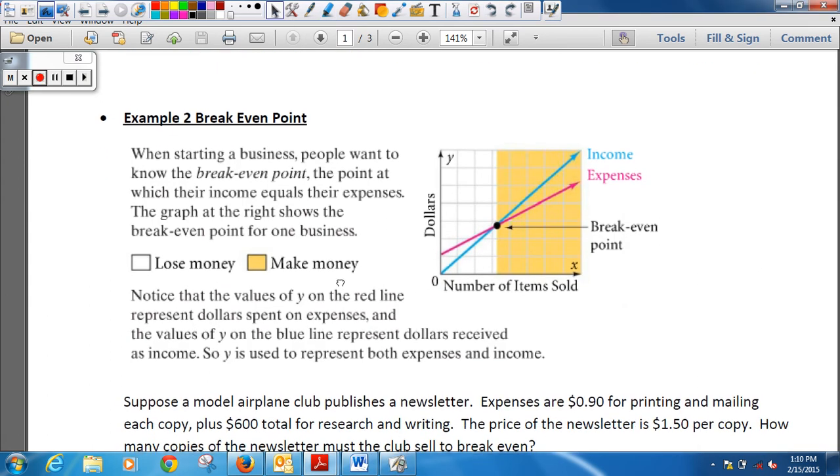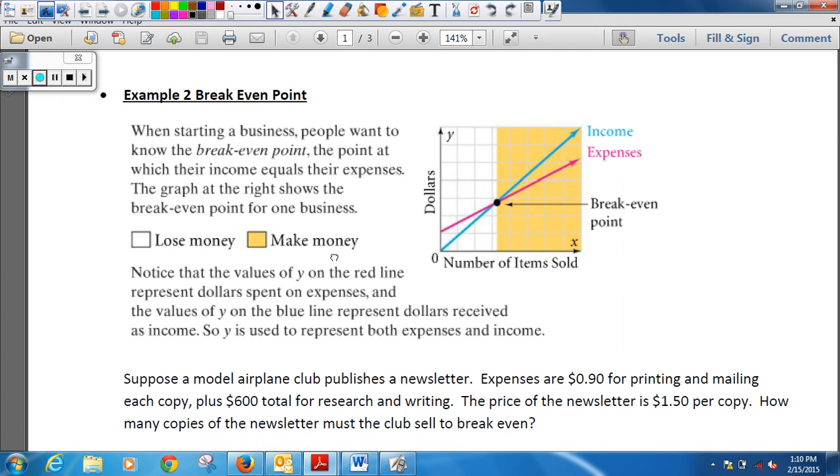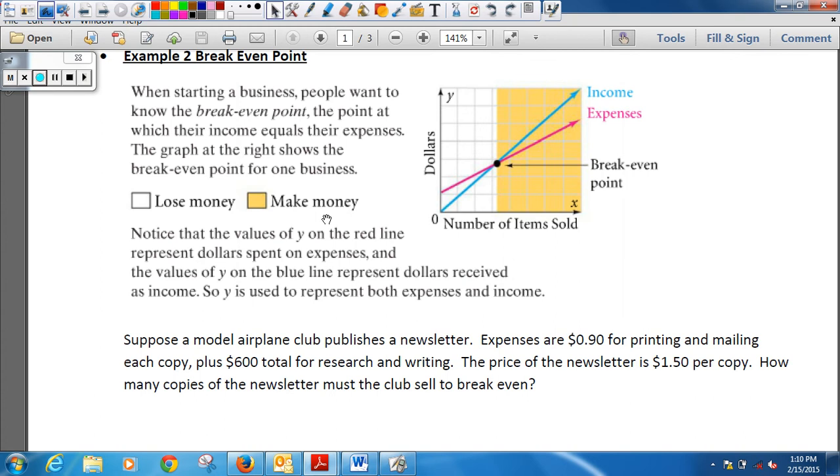Another real life example would be a break-even point. So when starting a business, people want to know the break-even point, the point at which their income equals their expenses. The graph at the right shows the break-even point for one business. So if I look here, my income is the blue, that's the money coming in. The pink is the expenses. Obviously to start a business, I had to start with some expenses. And then the income eventually catches up to where my expenses are, hopefully, if we have a good business going, and the income passes our expenses, and that's when we start to make money.